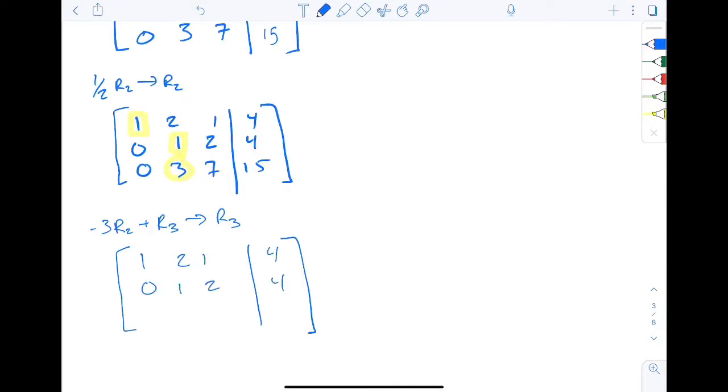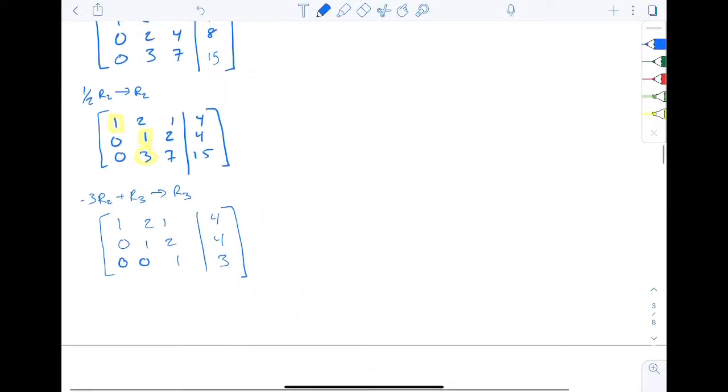Okay. So let's see. Negative 3 plus 3 is 0. I didn't explain this here. Negative 3 times 0 plus 0 was 0. So if I have this thing as 0 already, it's going to maintain zeros as I go down. Then I have negative 3 times 2 is negative 6 plus 7 is 1. That's good. And then negative 3 times 4 is negative 12 plus 15 is 3.